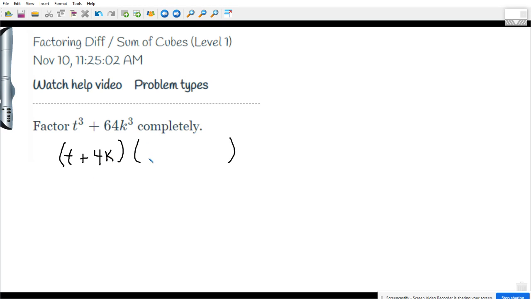Now I'm going to get this trinomial from the binomial. Square the first term, t squared. Change the sign. Multiply 4k times t, which is 4kt. And then square the last term. Remember to square the number and the variable. 4 squared is 16. k squared is k squared. This is completely factored. Once you get the hang of the formula, it goes really, really quickly. Okay.